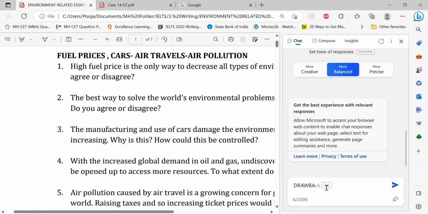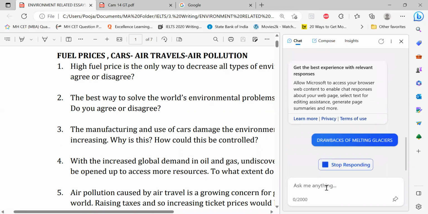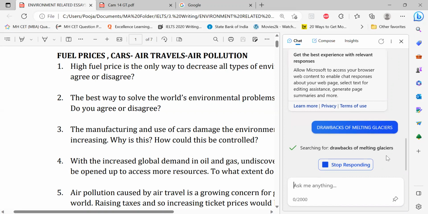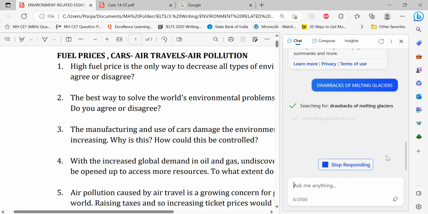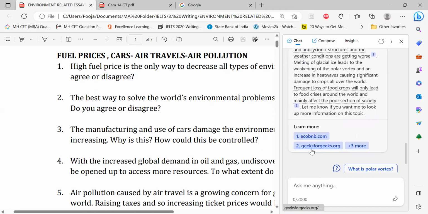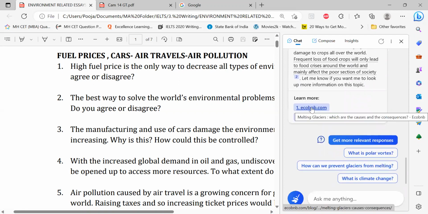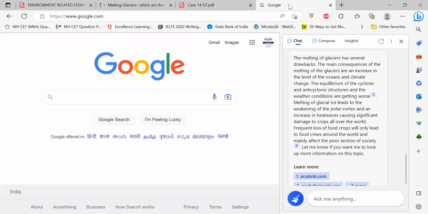Drawbacks of melting glaciers. And then, yeah, they will be searching. Okay. Learn more on this. Okay. All right. Let's do that. If I click on this, what happens? It opens a link. Okay. All right.